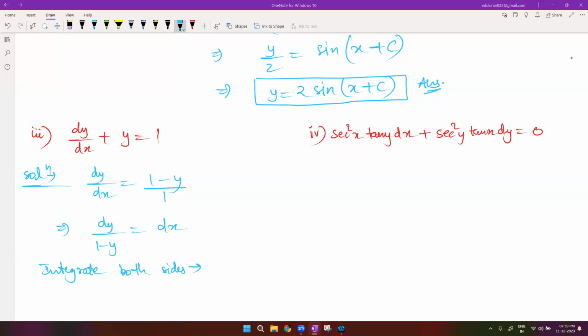Okay. So we can use variable separable here, but try to use this. This will be a good question. Okay. So you have 2-3 minutes and solve this. Also tell me the answer for third part in chat.